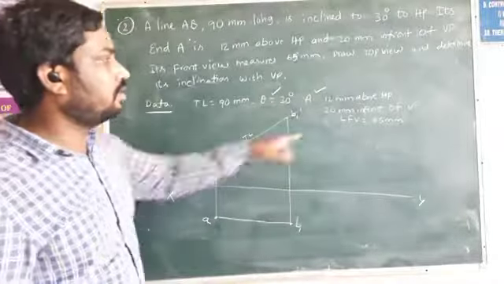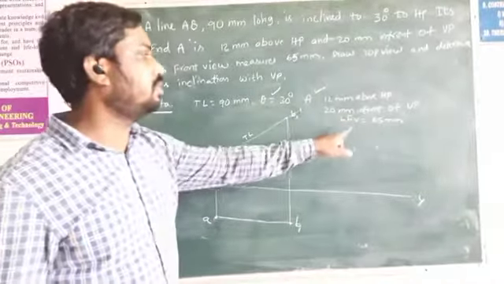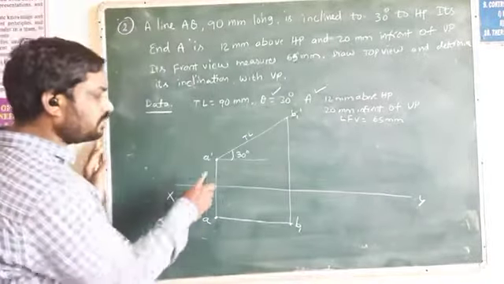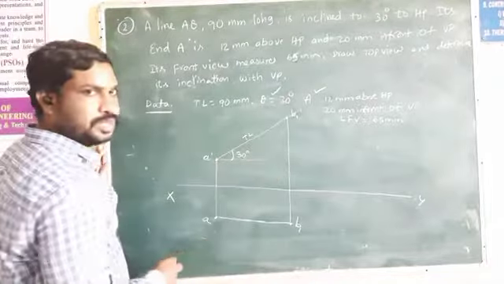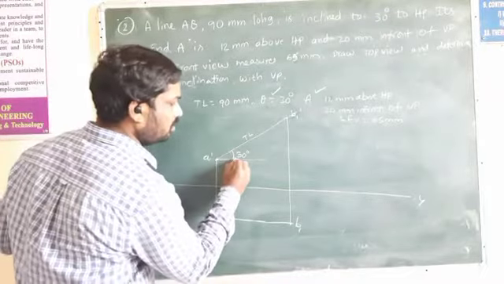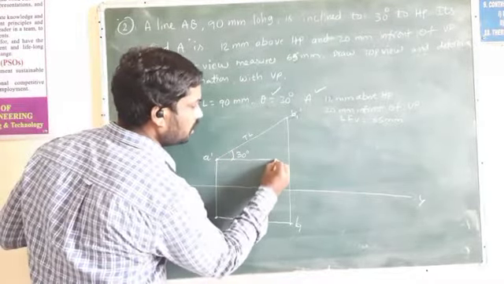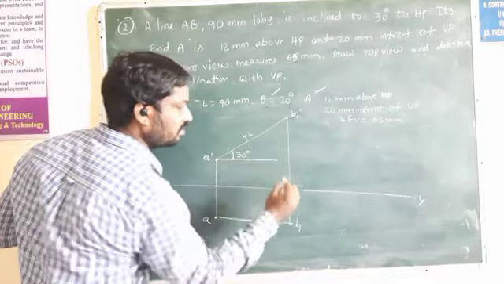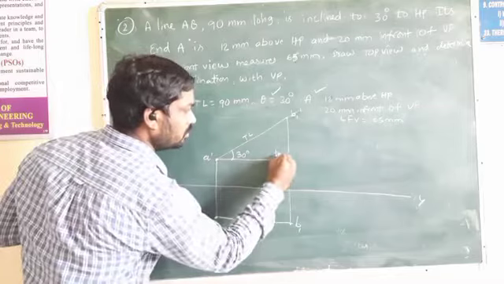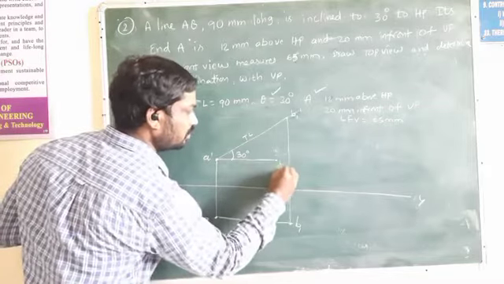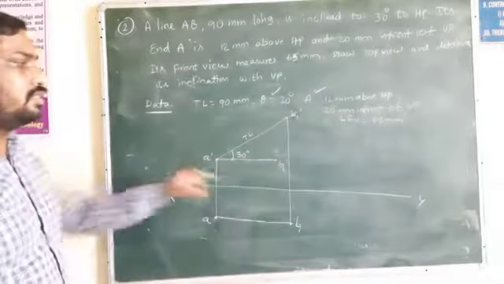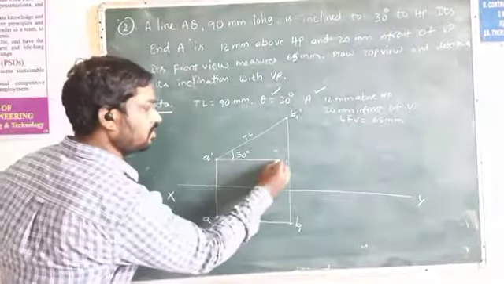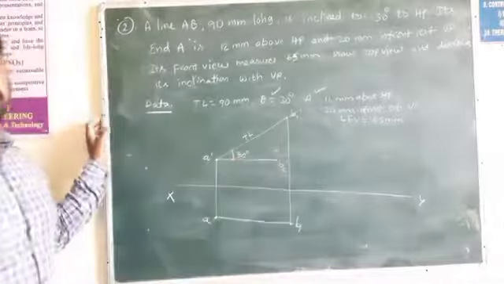Now go for the length of the front view. How much is given as the length of the front view? It is 65. The length of the front view means A dash up to B2 dash. Now extend this line until the length is equal to 65. This is B2 dash, 65. It should be equal to 65, A dash to B2 dash.